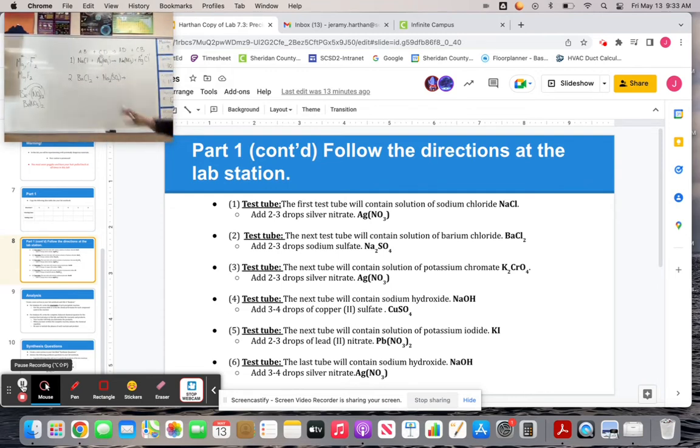Okay, we're going to do the same thing. So we have BaCl2, so barium chloride, plus Na2SO4, sodium sulfate. So first thing we need to do is we need to write our elements in the correct order, get them side by side. So we need Ba and SO4. So I'm going to write that here. Okay, and then I need Na and Cl.